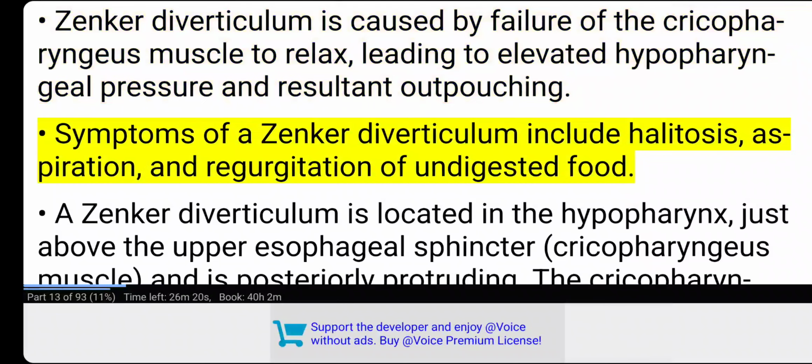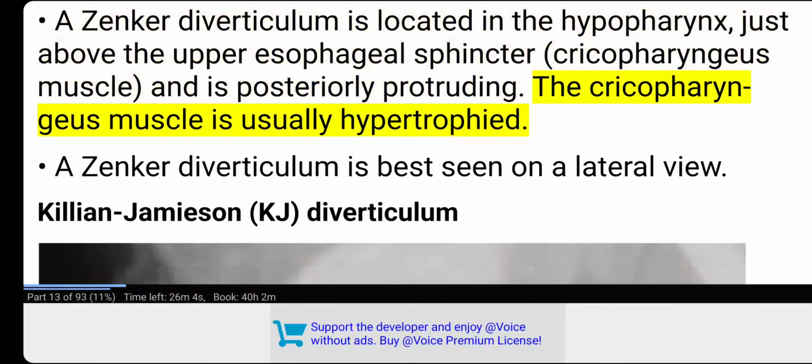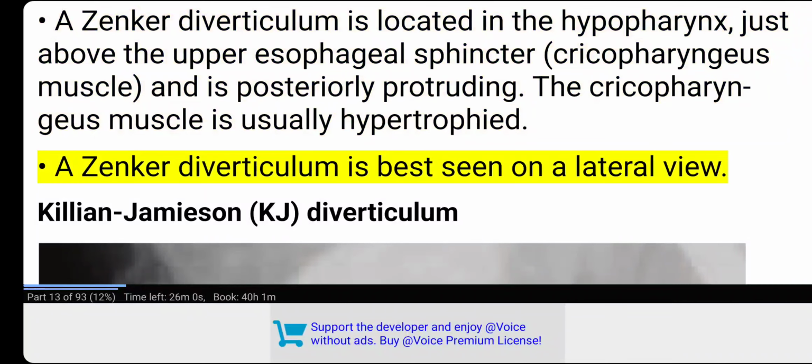Symptoms of a Zenker diverticulum include halitosis, aspiration, and regurgitation of undigested food. A Zenker diverticulum is located in the hypopharynx, just above the upper esophageal sphincter, cricopharyngeus muscle, and is posteriorly protruding. The cricopharyngeus muscle is usually hypertrophied. A Zenker diverticulum is best seen on a lateral view.